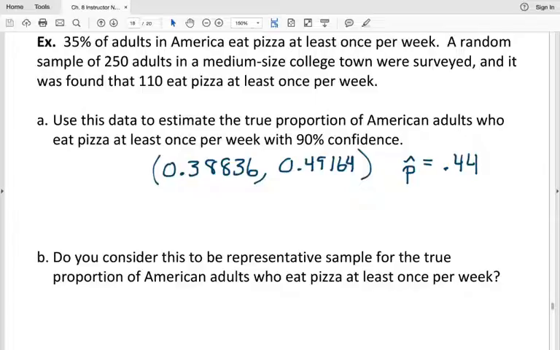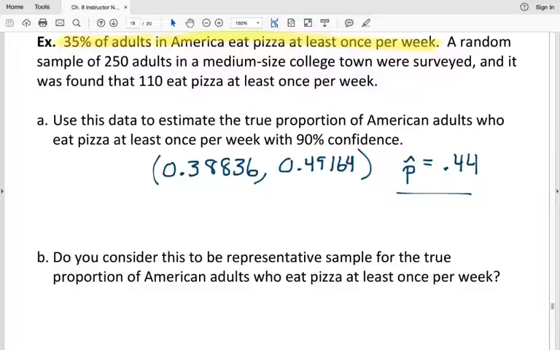Part B asks us, do we consider this to be a representative sample for the true proportion of American adults who eat pizza at least once a week? Well, we were told at the beginning of the problem that 35% of adults in America eat pizza once per week. So that's for all of America. Now we're taking this very specific view of adults in a college town, and we got this proportion that's higher than 35%.